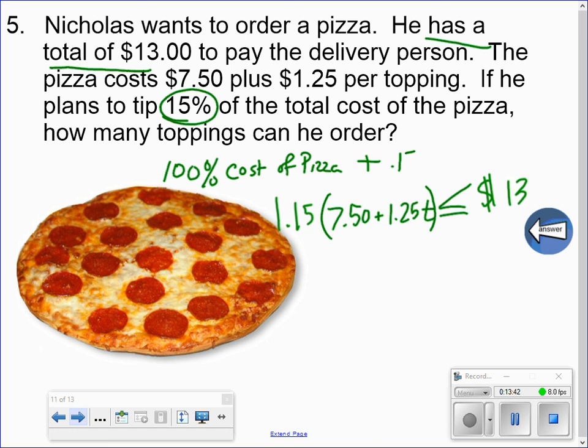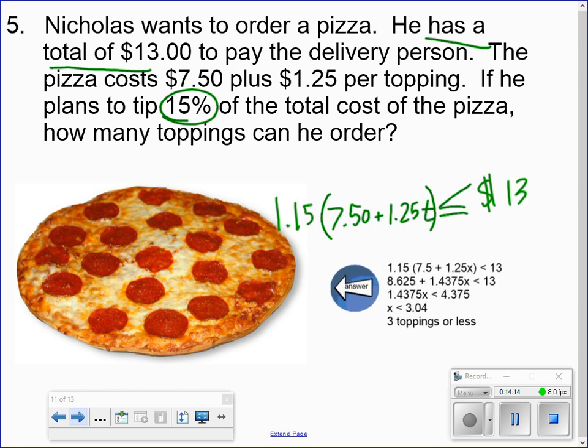plus the 15% tip. So if you're paying the whole cost of the pizza, the 100% cost of the pizza, plus the 15% tip, that would add up to 115% of what the pizza costs, which would be 1.15. So this would be your inequality that you would solve. Then at this point you would distribute, combine like terms, and then you would have your solution there. And so in this particular case, he could order 3 toppings or less.